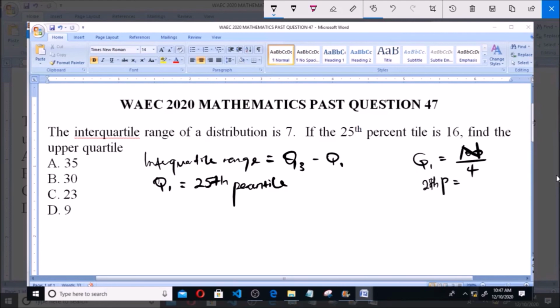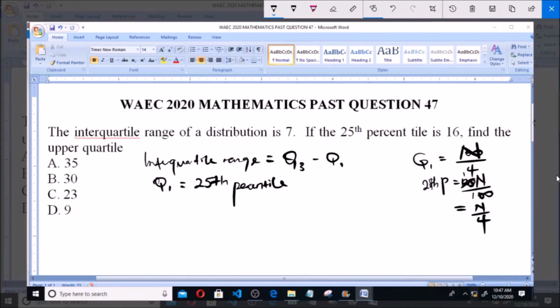Then the 25th percentile represents 25 over 100 multiplied by n. 25 in 25 is 1, 25 in 100 is 4, and that will still give you n over 4. So you can see that Q1 is equivalent to the 25th percentile.